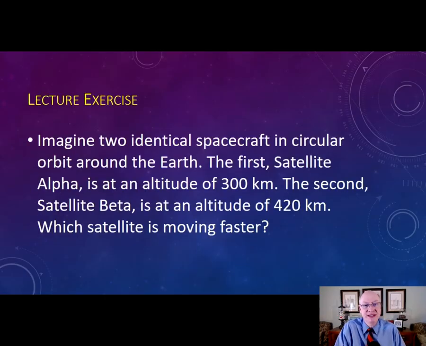So imagine two identical spacecraft, and they're both in circular orbits around the Earth. The first satellite, Alpha, is at an altitude of 300 kilometers, and the second one, Beta, is at an altitude of 420 kilometers. So go out to the lecture exercise right now and answer this question: which satellite is moving faster?